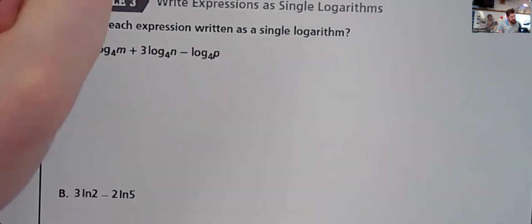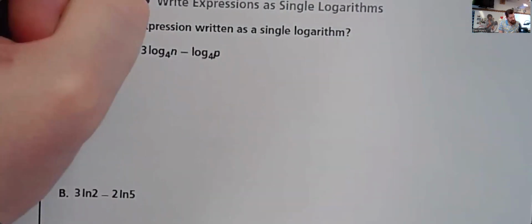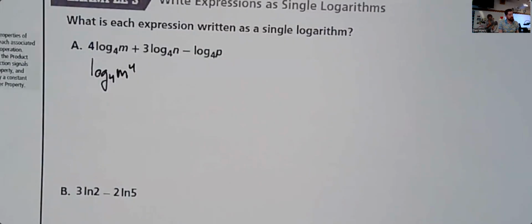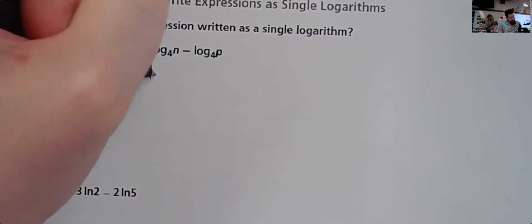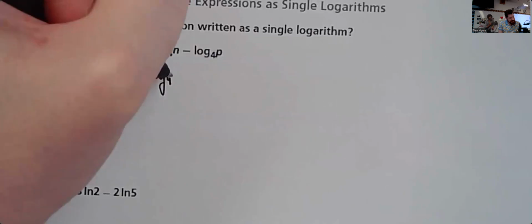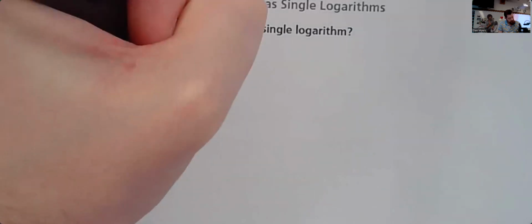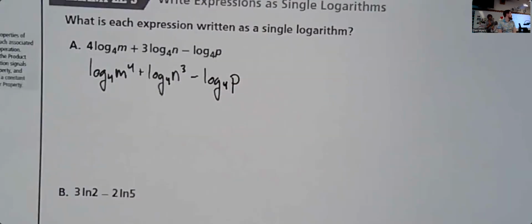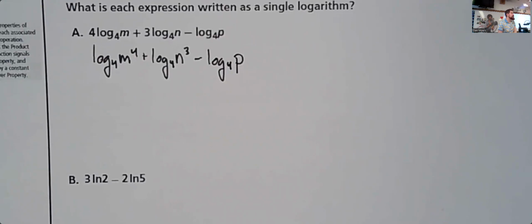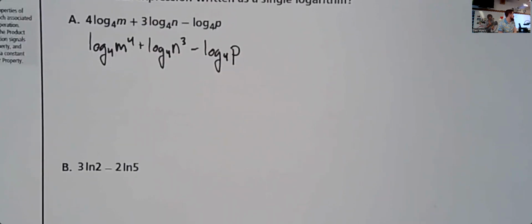So we're going to have log base 4 of m to the 4th power, plus log base 4 of n cubed, minus log base 4 of p. So we're putting the exponents back with the arguments, as opposed to having them written as coefficients with our logarithm form.